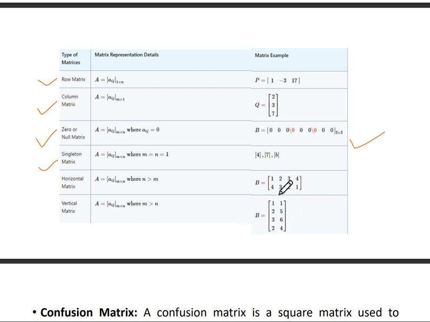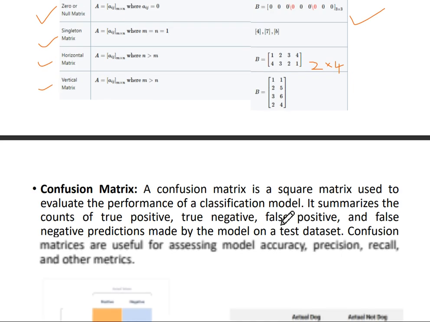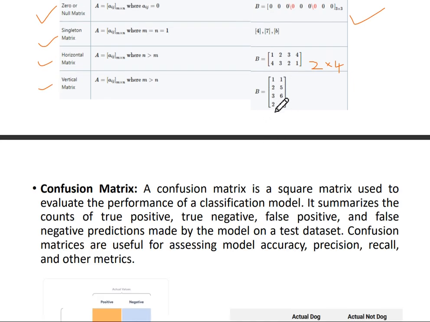Horizontal matrix: here there are two rows and four columns, so this is a 2 by 4 matrix. And here this is a vertical matrix, with 4 rows and 2 columns, so it is a 4 by 2 matrix, right?